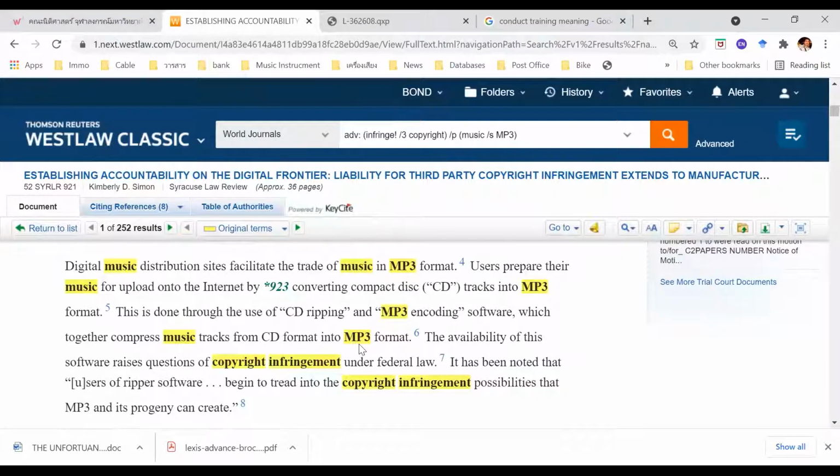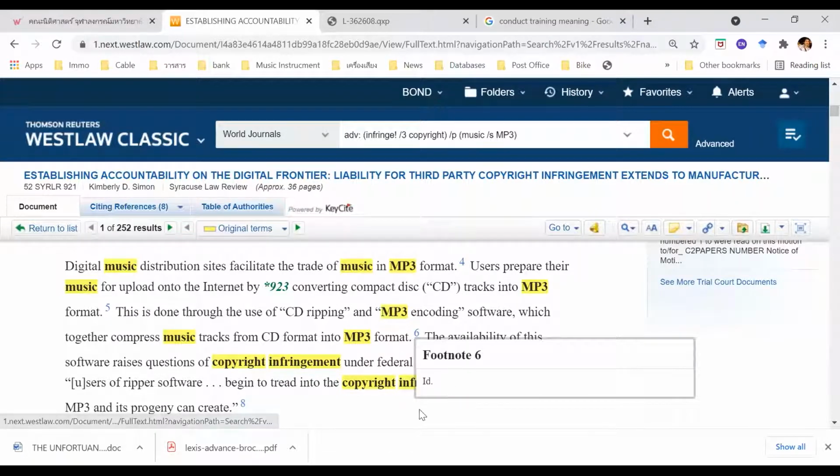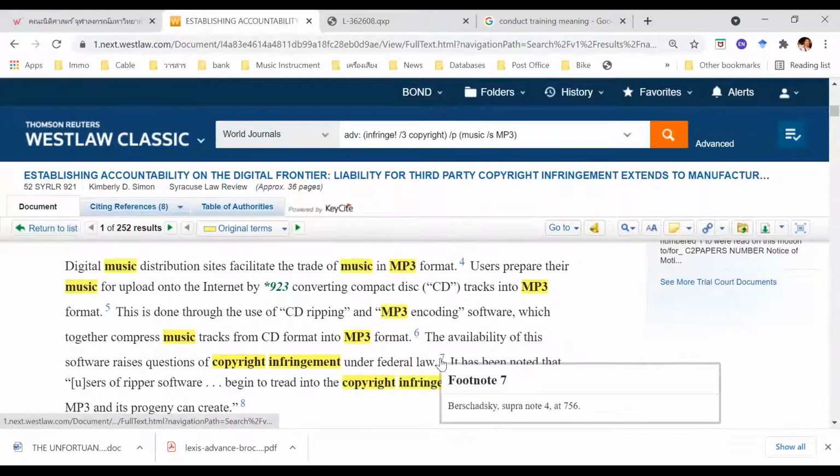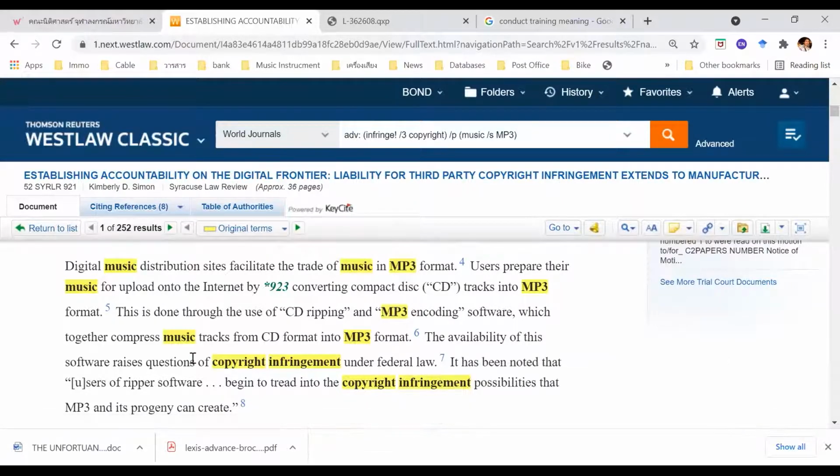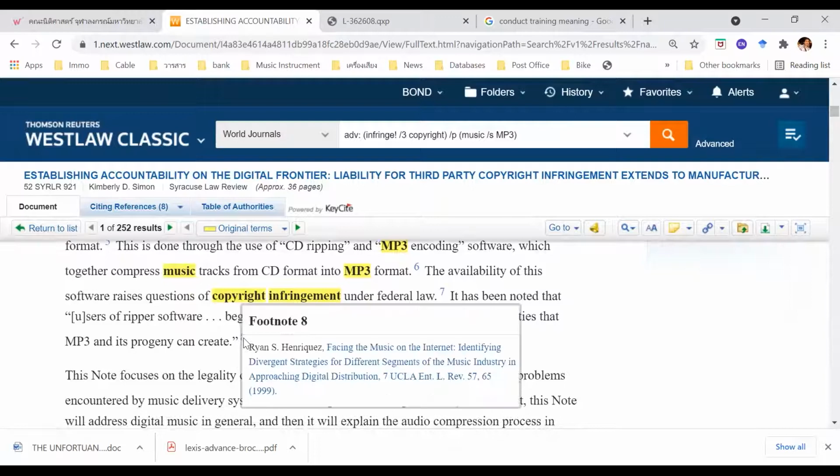And then you look at that MP3. They refer to number 6. Number 7. You look at that. Mention of it again. So it's a good start. With terms and connectors, you can control the results. It's good to control the results.